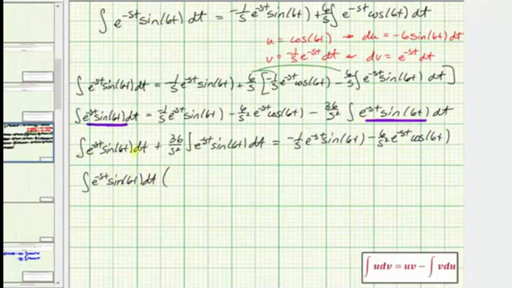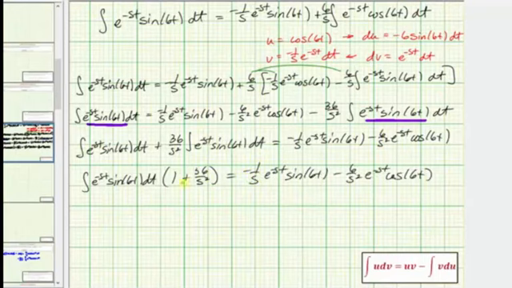We'd be left with a 1 from the first integral, and we'd be left with plus 36 divided by s squared from the second integral. So this product is equal to the right side. Now for the next step, let's add 1 and 36 divided by s squared.